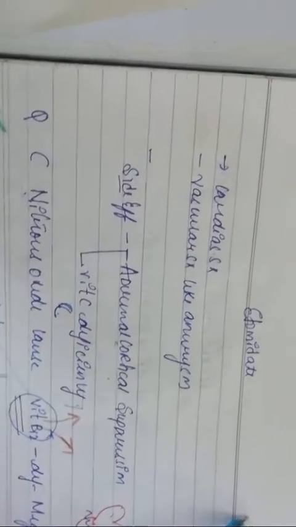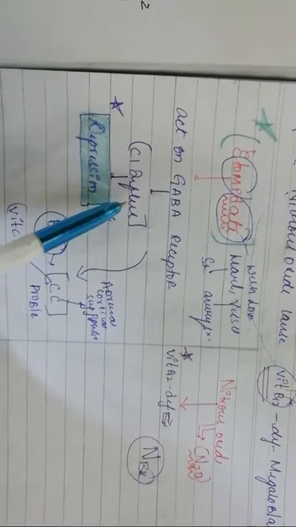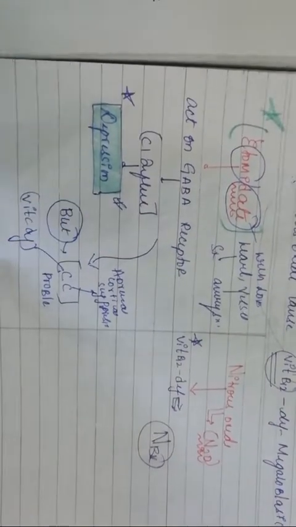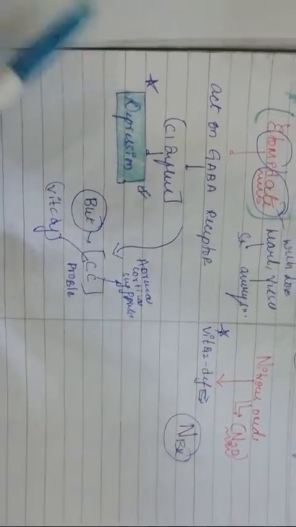I have already told you Etomidate acts on the GABA receptors and there is influx of chloride ions and it leads to depression, right? So these are the important points you have to understand. Now let us understand the other important points here.